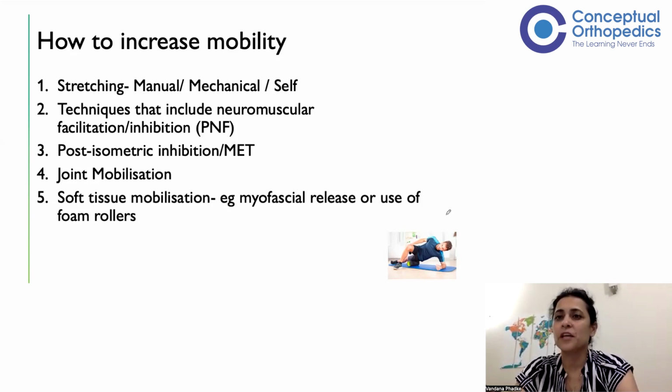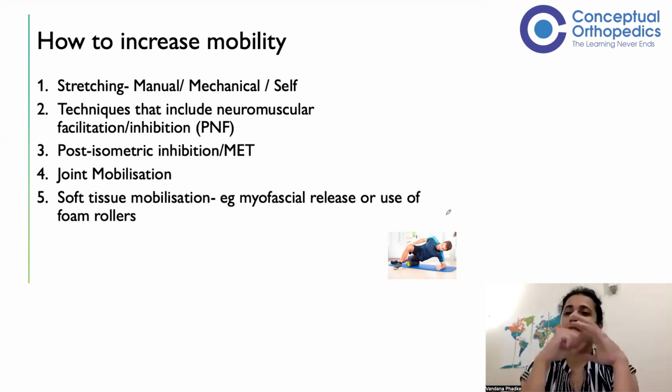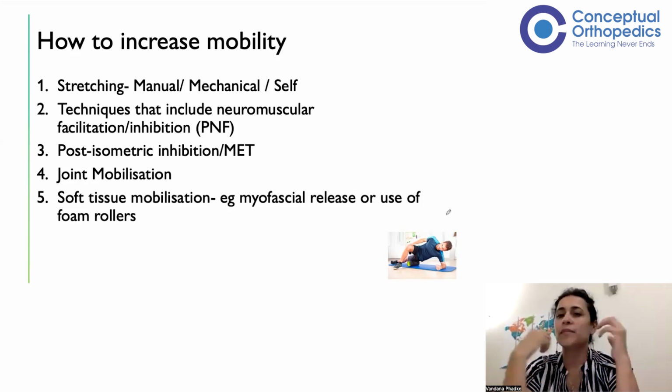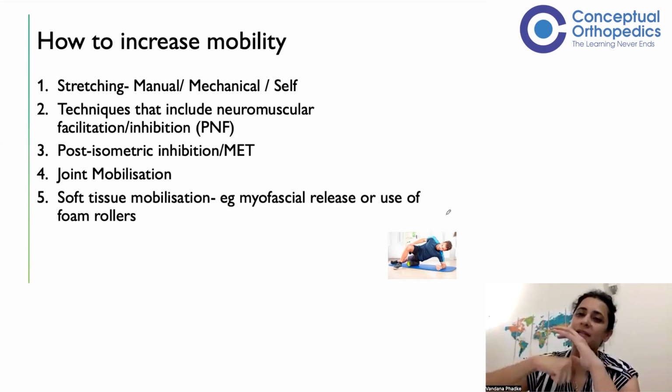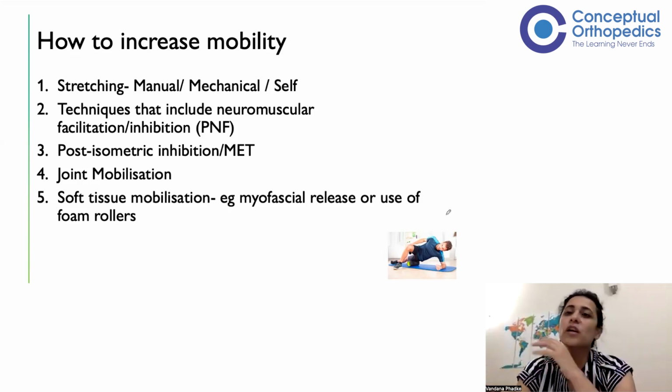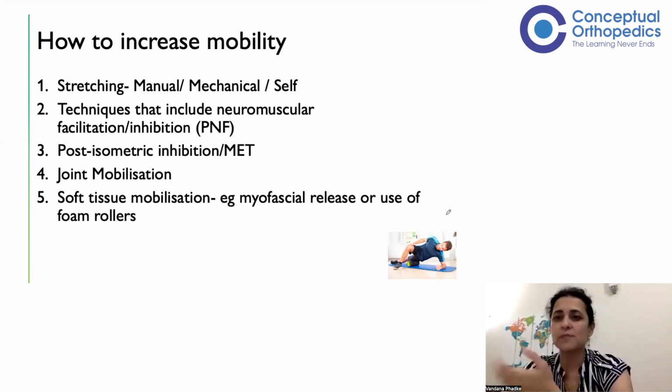Like if the convex surface is moving, especially like the shoulder or the hip, when the convex surface is moving, it slides in the opposite direction. Like when I'm abducting, it slides downwards. Whereas if the concave partner is moving, let's say the tibia is moving over a fixed femur, then the translation happens in the same direction.